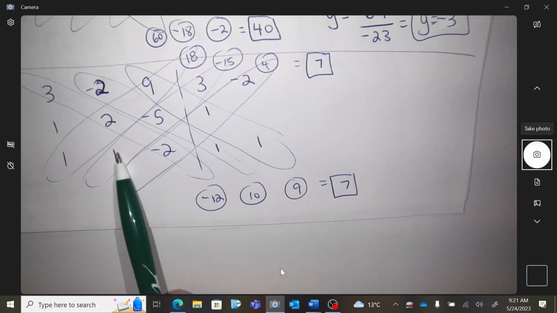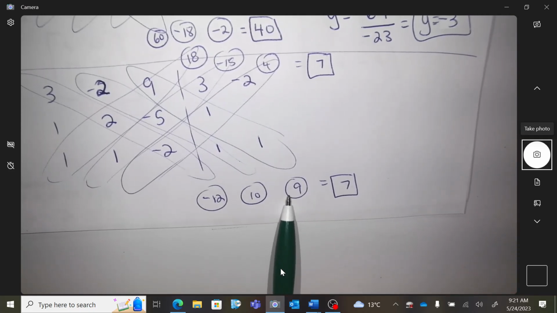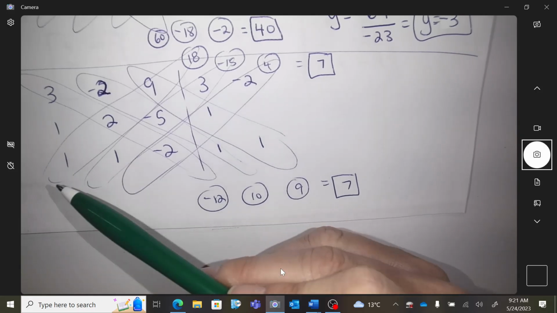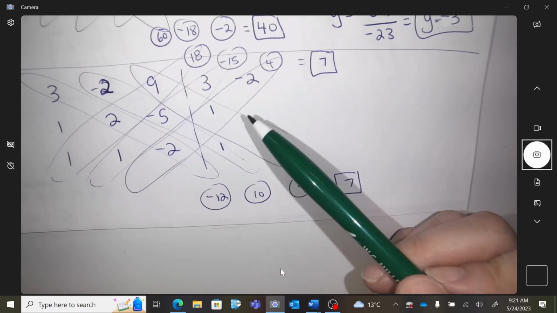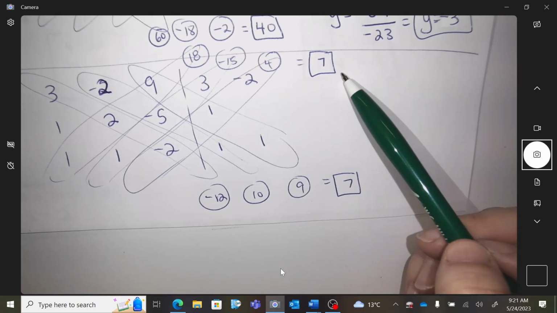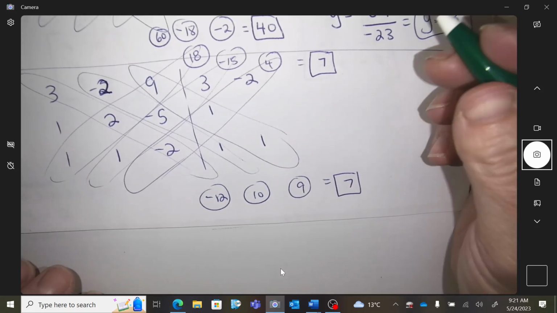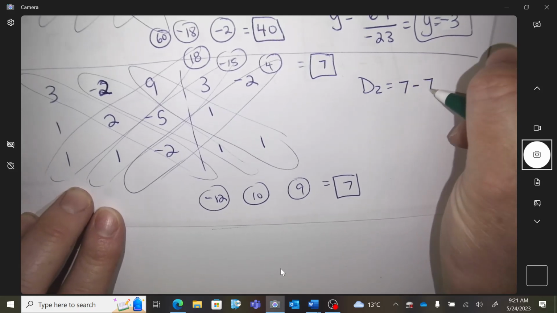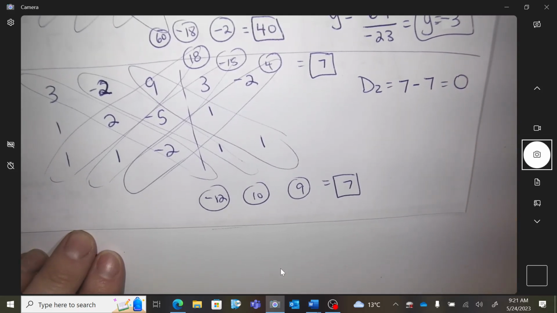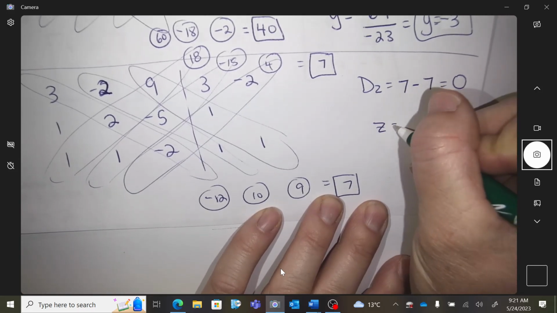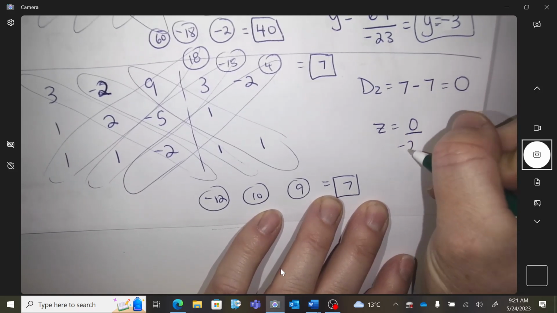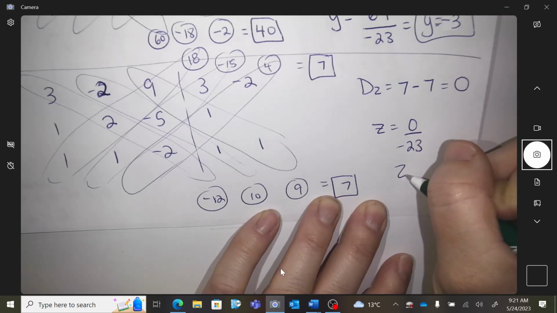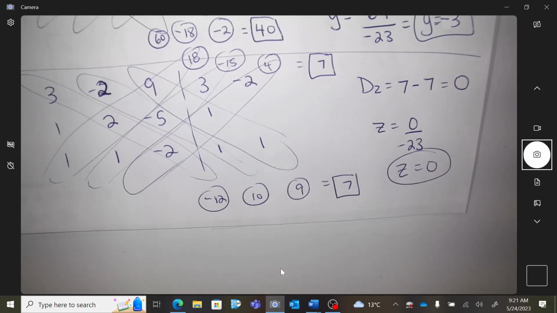Okay, here's my multiplier numbers. -12, 10, 9 on the bottom. Adds to 7. Top multipliers are 18, -15, and 4. Adds to 7. So the determinant of z equals the down subtract the up, which is 0. So z equals this determinant divided by the original determinant, which is going to be 0.